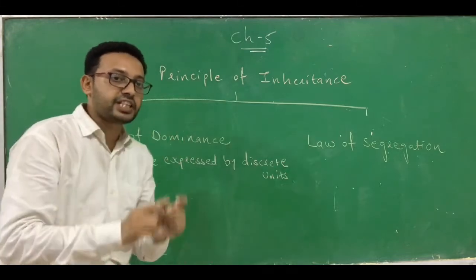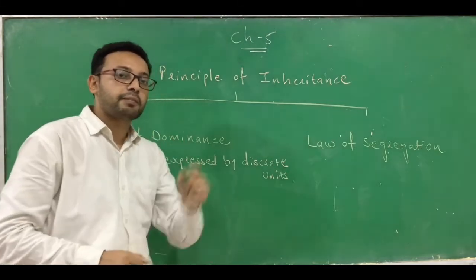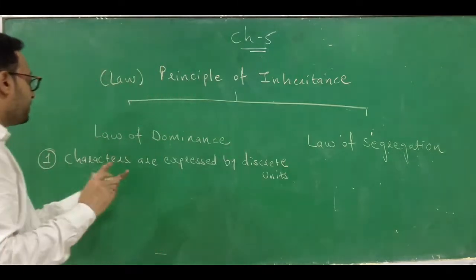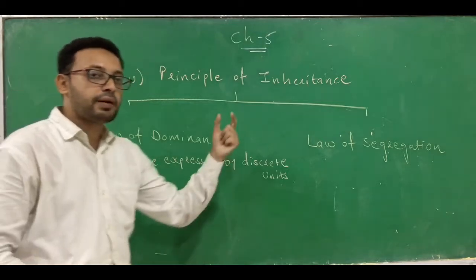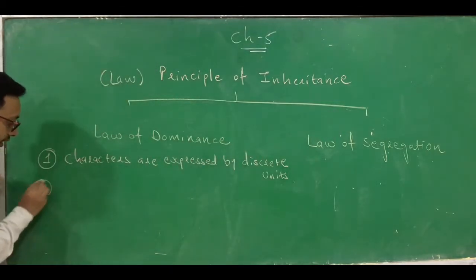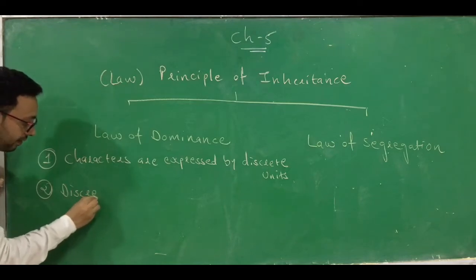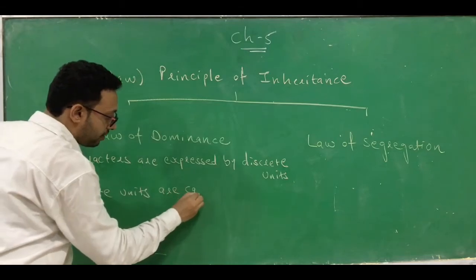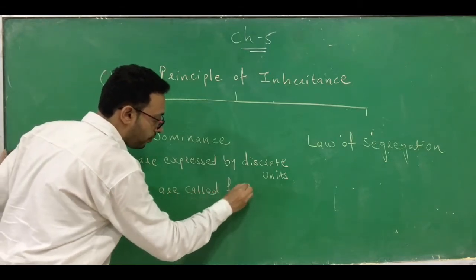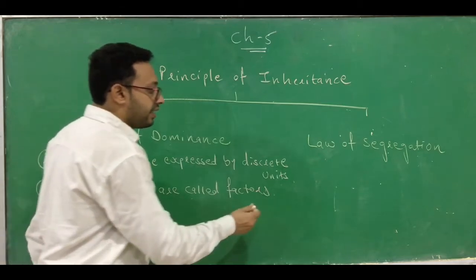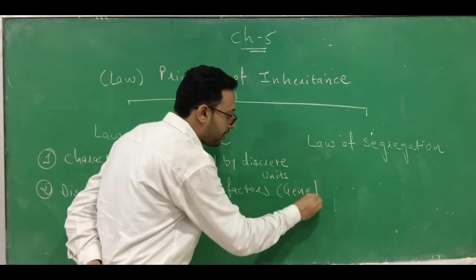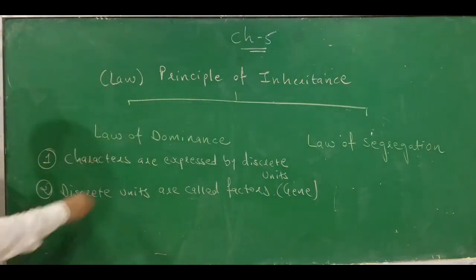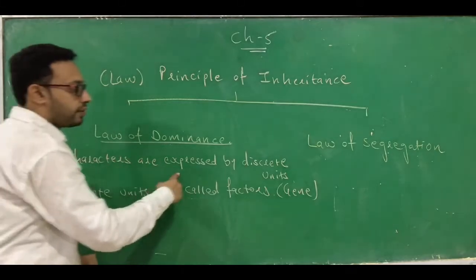That means there are specific units. We are calling them factors. Mendel was calling them a factor. Nowadays we are calling it a gene. This is the first statement: the characters are expressed by a discrete unit, and these discrete units are called factors. Nowadays we call it a gene, but Mendel called it a factor. So according to the law of dominance, characters are expressed by discrete units.